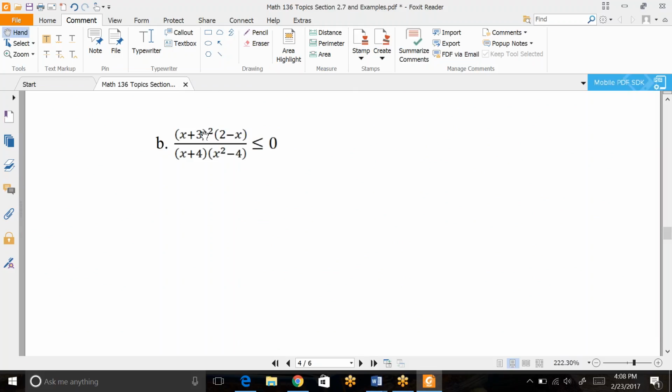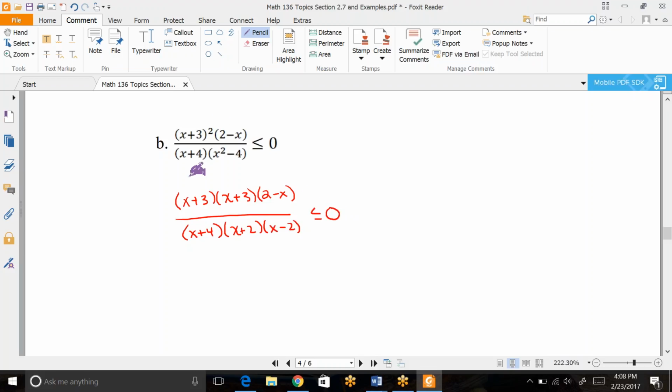This has a squared on it, but it's actually not going to have a problem with being imaginary because x plus 3 could equal 0. So sometimes when I see stuff like this, I just go ahead and break it up and write it twice. That way I know exactly what I've got. This is 2 minus x. Then I have an x plus 4. And then I have an x plus 2, x minus 2 if I factor it all the way.